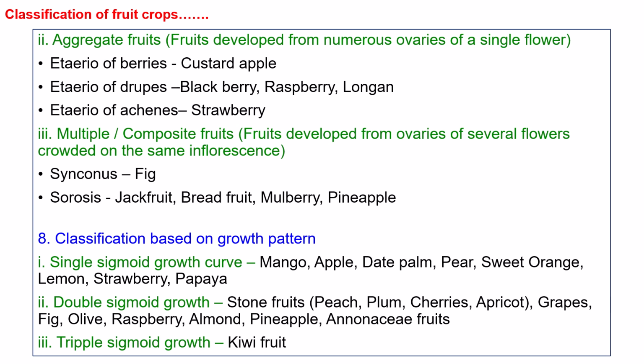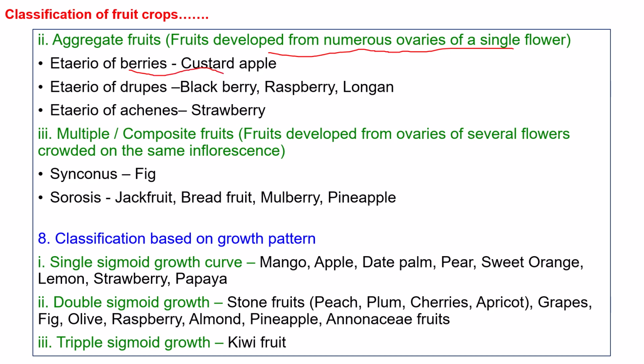The second category is aggregate fruits. So in the case of aggregate fruits, the fruit will be developed from numerous ovaries within a single flower. So in a single flower, there will be multiple ovaries or many ovaries, and these many ovaries of a single flower will be combined to form fruits. That is happening in the case of aggregate fruits.